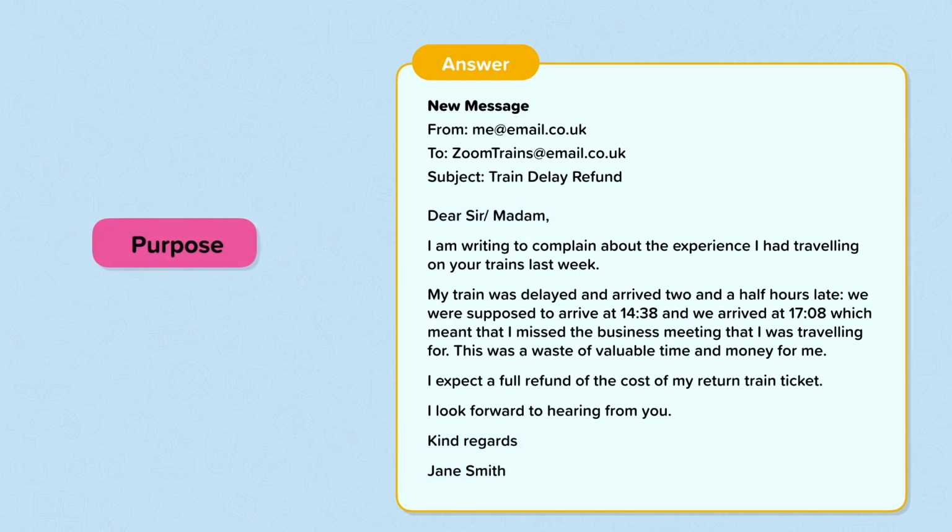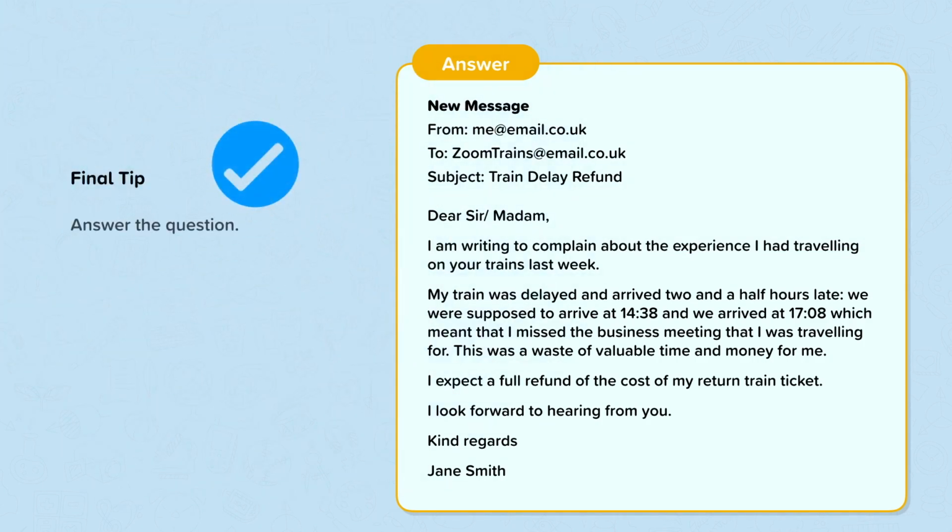The purpose of this email is also made clear in the opening sentence. "I am writing to complain about the experience I had travelling on your trains last week." You should always use the first sentence to introduce your purpose for writing. The final and most important tip is to make sure the examiner can see that you are answering the question all the way through your response.